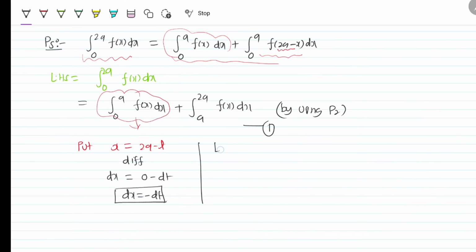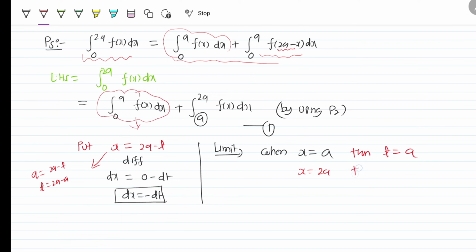And what about the limit? The limit also will be changed. When x is a, what is t? From here, when x value is a, t is 2a minus a, so t value will be a. Now when x value is 2a, what is t? t is again 2a minus t, so 2a cancels, so simply it will be 0, then t value is 0.